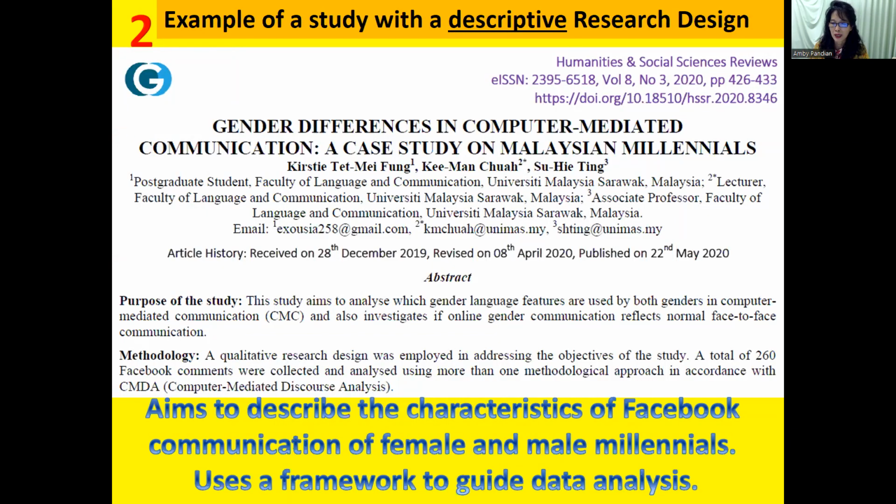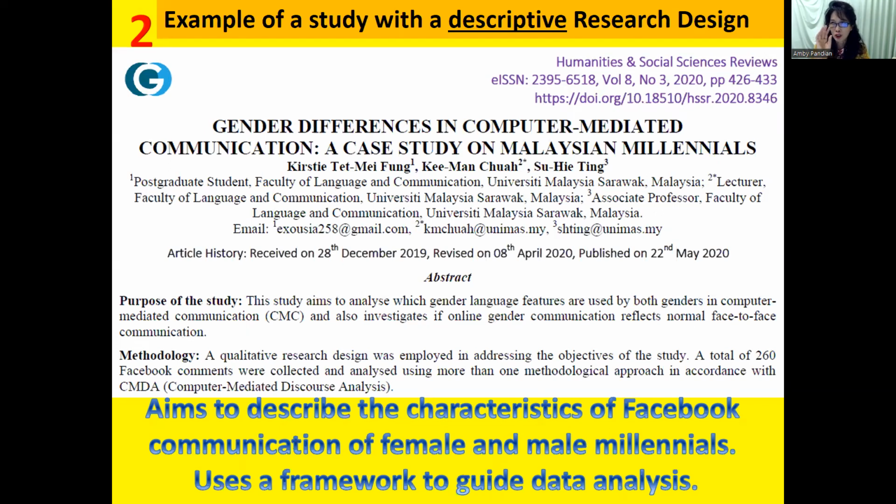Example from my master's student, Kirsty, she graduated last year, but had her convocation in February. Gender differences in computer-mediated communication. Sounds very fancy, but basically it means that she looked at either Facebook or Twitter. Where is it? Facebook comments. She just analyzed Facebook comments. But she got an interesting way to analyze the Facebook comments.